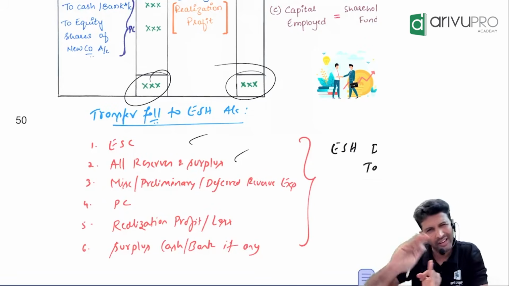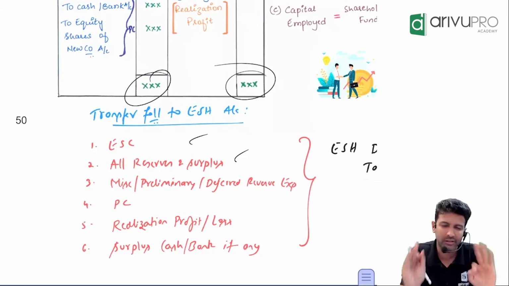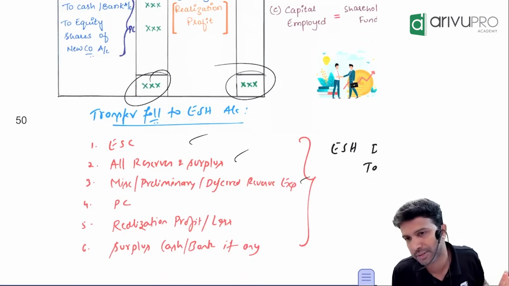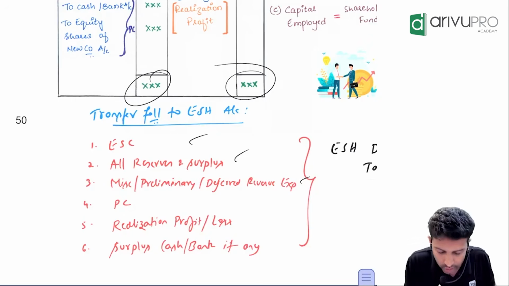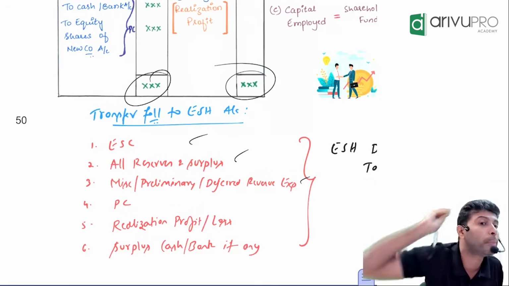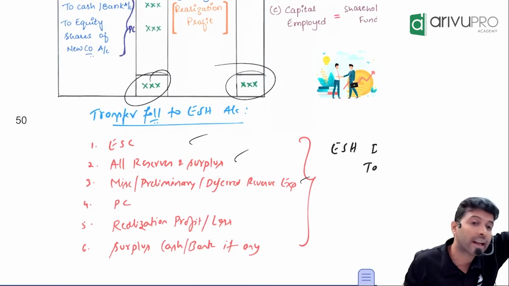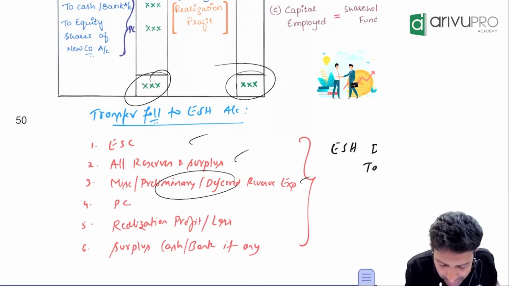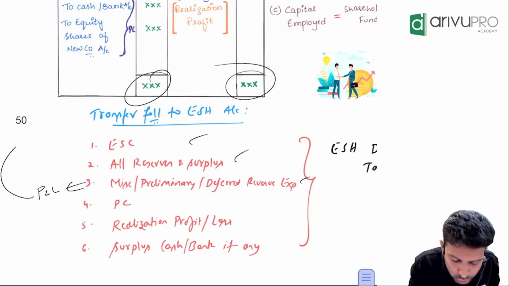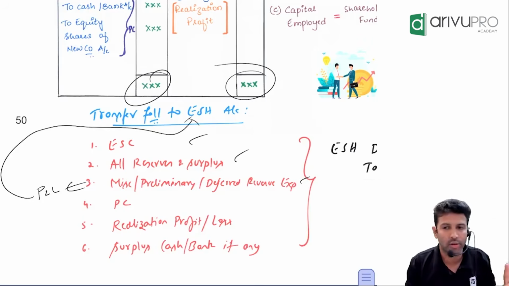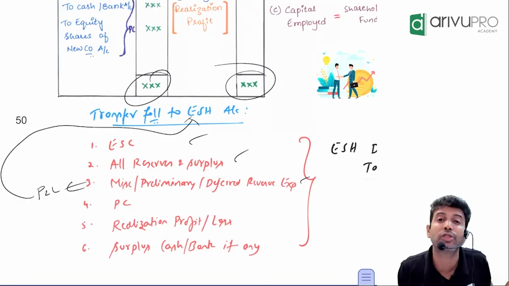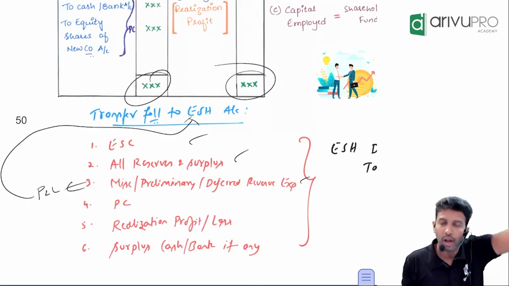One more, which is kind of outdated now and mostly you will not get, but out of the blue sometimes it comes, is preliminary expense or deferred revenue expenditure. This means an expense which is not yet transferred to P&L. But eventually this will also go to P&L, and P&L belongs to equity shareholders. So if you see this in the balance sheet of the question, you also transfer it to the equity shareholders account. Okay, let's do it with entries.